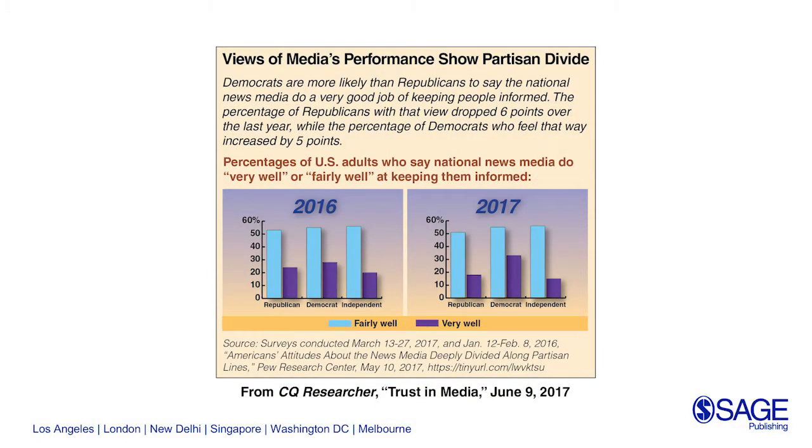atmosphere of mistrust. There are partisan differences in the way the public views the press. Democrats are more likely than Republicans to say that the national news media do a good job of covering the news and keeping people informed. Republicans tend to be more skeptical than Democrats, but both are skeptical.